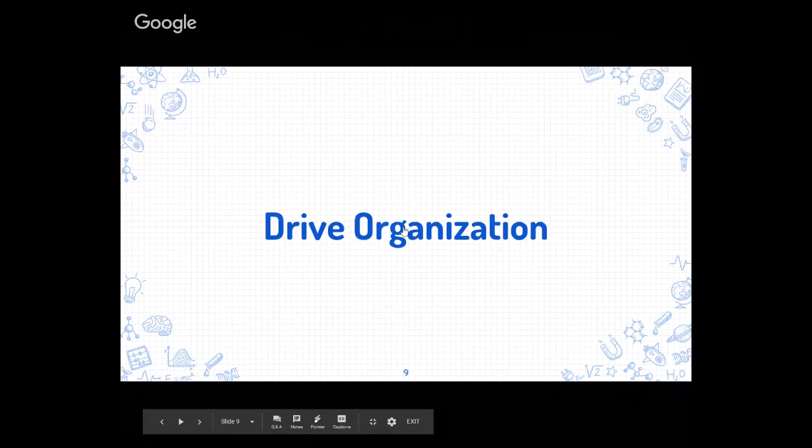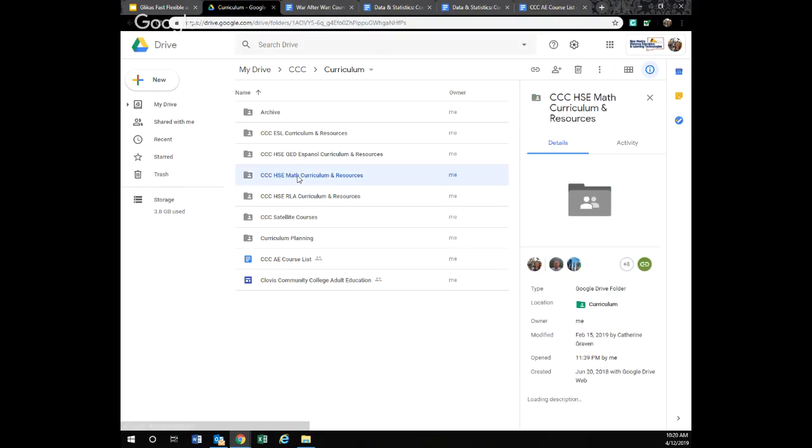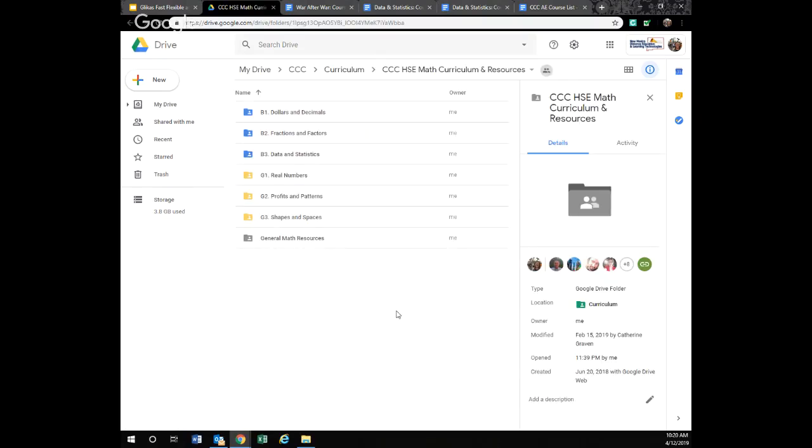And so just for a brief glance at our Drive organization, like I said, we keep everything on Google Drive. This is what my Drive looks like. Each teacher has the access to the folder that they need. If we go into one, we'll go into the math here. We sort everything by course, and then for each kind of content area, we also have the general resources folder.